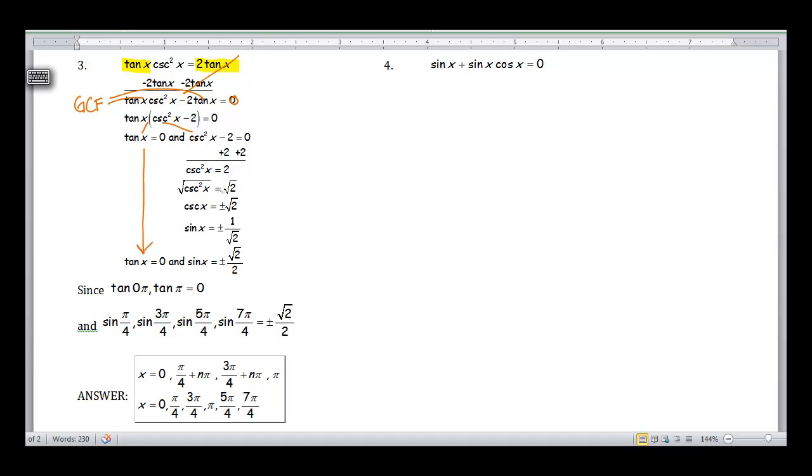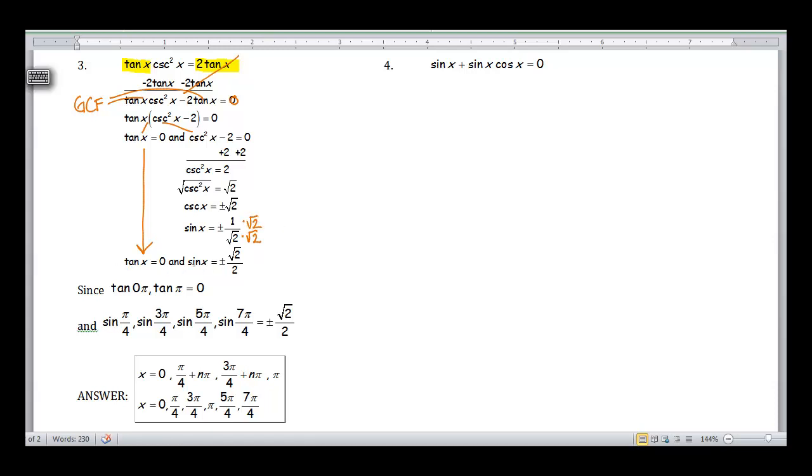notice when you're solving this one, because it was cosecant, you had to do the reciprocal to get sine, because we don't have cosecant values on our unit circle. And also notice here, when I did that reciprocal, that left me with a radical in the denominator, which is not simplified, so I had to rationalize the denominator.